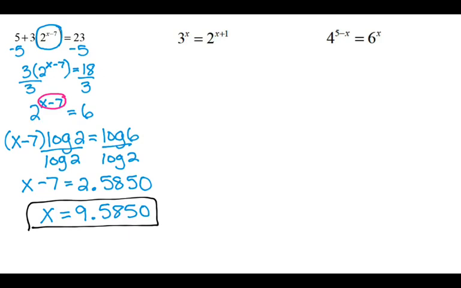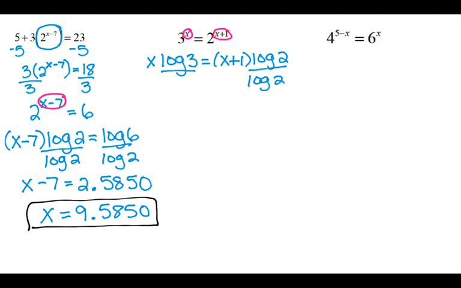For the next one, I already have my exponential functions isolated. I actually have 2 exponential functions. So I'm going to go ahead and jump to taking the log of both sides right off the bat. Since I have 2 sets of exponents, I'm going to bring them down at the same time. So I have x log of 3 equals x plus 1 times log of 2. Now that log of 2, again, I don't want to distribute because I try to avoid distributing logarithms.